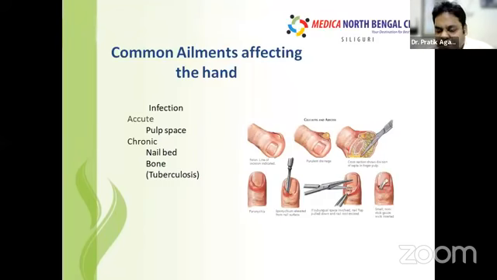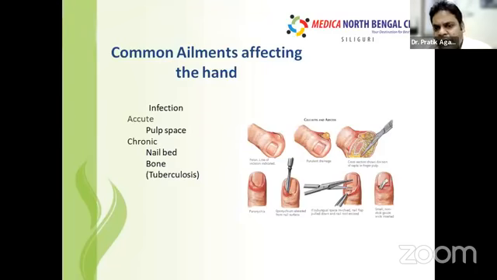if the patient is having severe pain, then we need to make a small incision and drain the pus. Then we need to start the antibiotics. It is more commonly seen in people who keep their hands wet, or who do lots of dishwashing. It's common in laborers and dhobi people who wash clothes. So it's quite common in them.